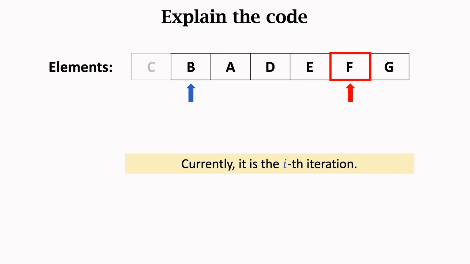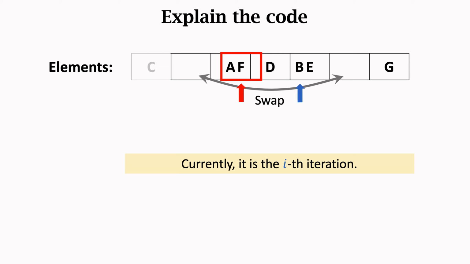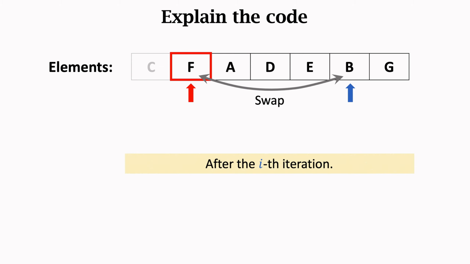This is the ith iteration. So we should move the selected element to the ith position. We swap the ith and jth elements. After the ith iteration, the element in the ith position is the randomly selected element, f.